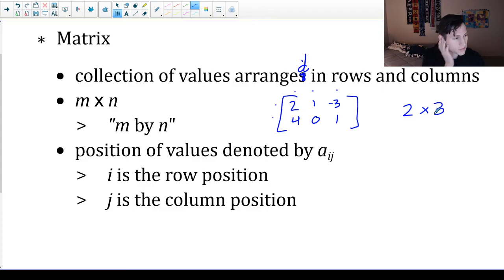The position of the values is denoted by a sub ij. i represents the row position, j is the column position. So if I want to talk about a specific value, like this specific spot, how do I do that? Well, I use this notation: a and then the row number that it's in and the column number that it's in.